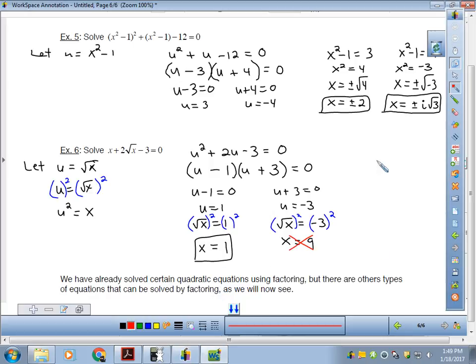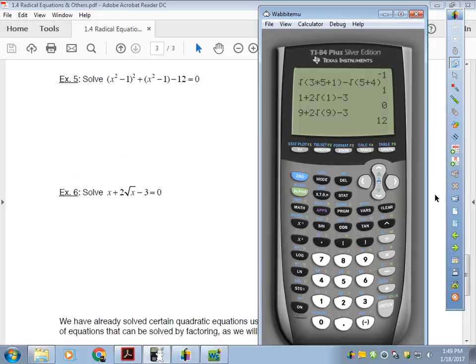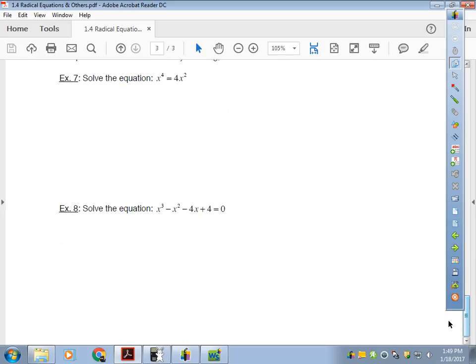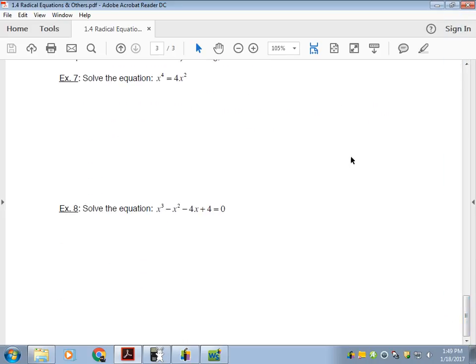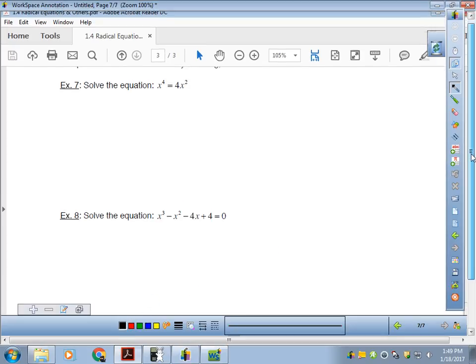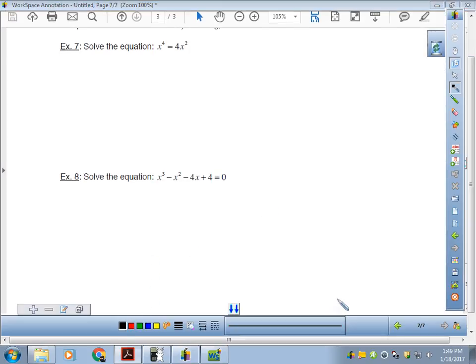Alright, so those are equations that are quadratic in form. The very last thing we're going to do is look at some other equations that we can solve by factoring. Now with these, the same principle works. The zero product principle still holds true. You want it to equal 0 before you factor and do any of that stuff.